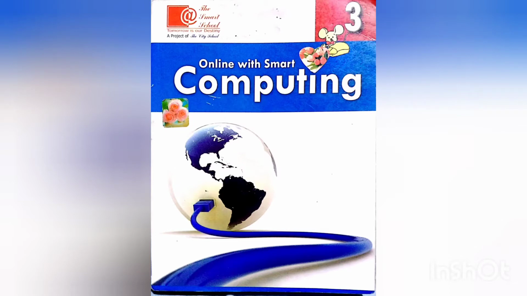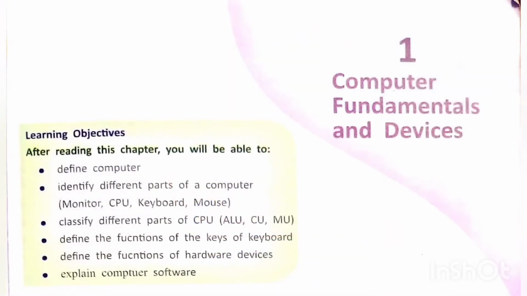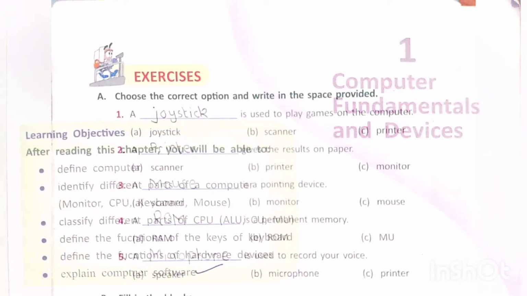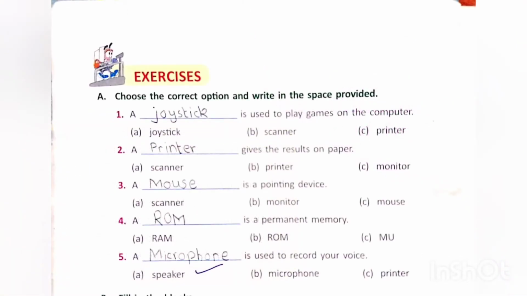In our last video we have covered our explanation of chapter number 1, Computer Fundamentals and Devices. Now we are going to start our book exercises. Our book exercises are starting from page number 14. First of all, we have exercise number A, that is choose the correct option and write in the space provided.